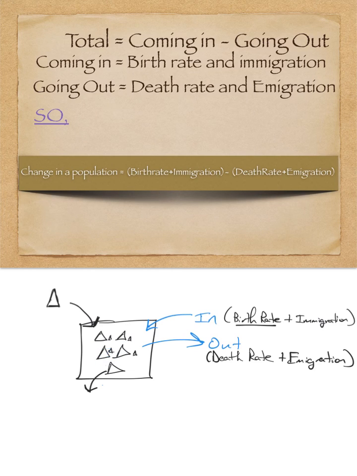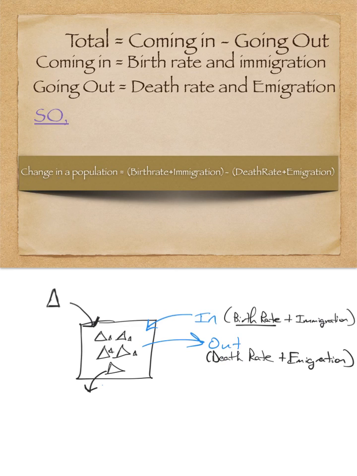A meteor might hit it. So death rate is something to consider. How often do people or triangles die over the year, right? And of course, emigration: triangles will move out of that population to go somewhere else for whatever reason. So death rate plus emigration is how many are going out.